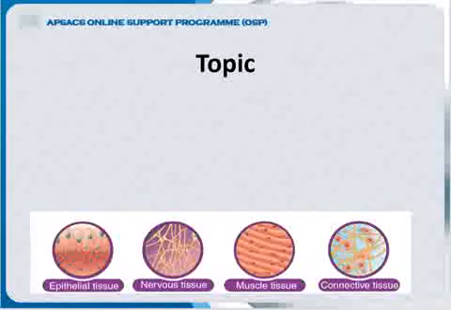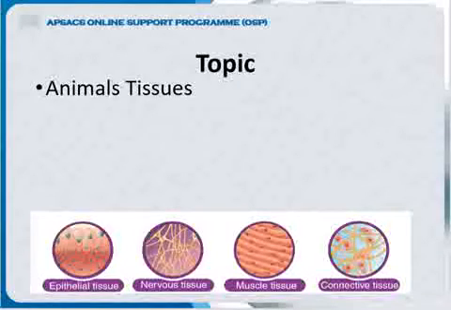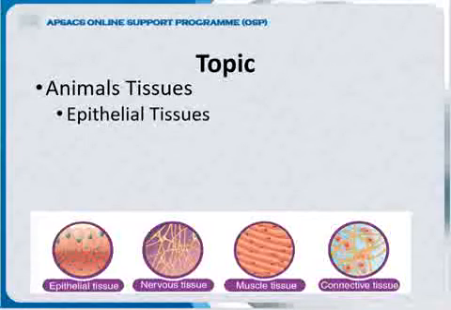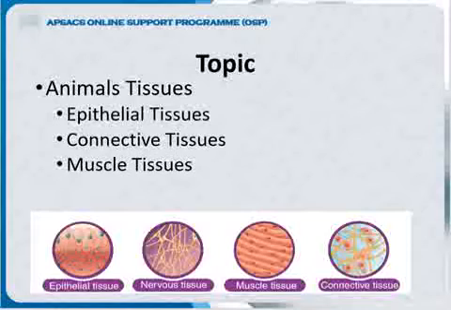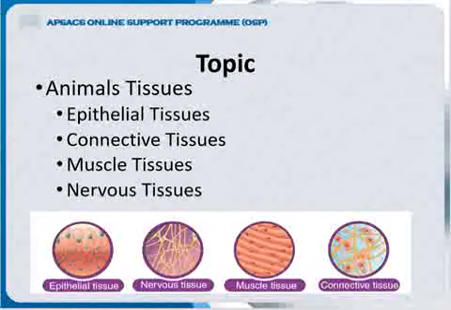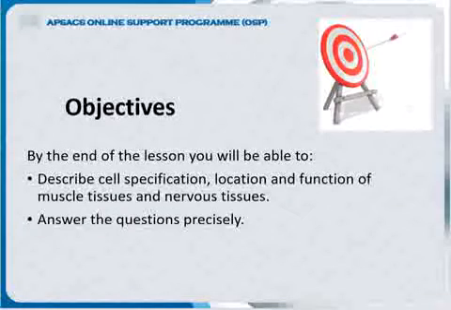As you know, our topic is animal tissues. Previously, we studied two types of it: epithelial tissues and connective tissues. But today we are going to study the other two types, that are the muscle tissues and nervous tissues. So our objectives are, by the end of the lesson, you will be able to describe cell specification, location, and function of muscle tissues and nervous tissues, and answer the questions precisely.